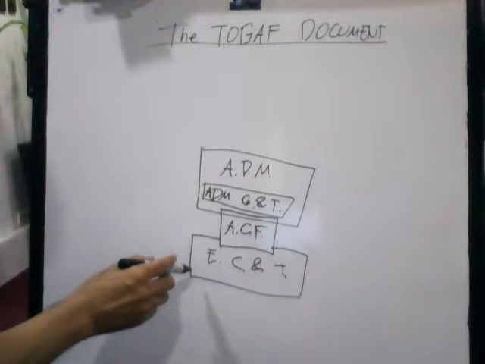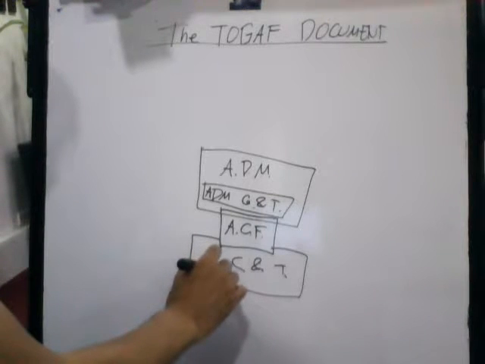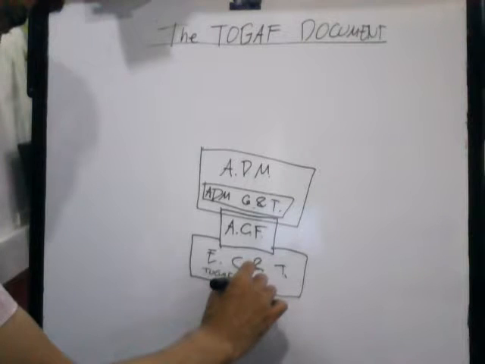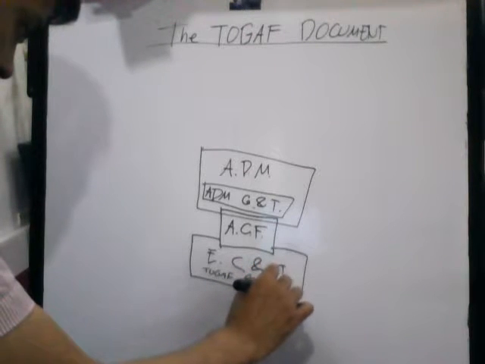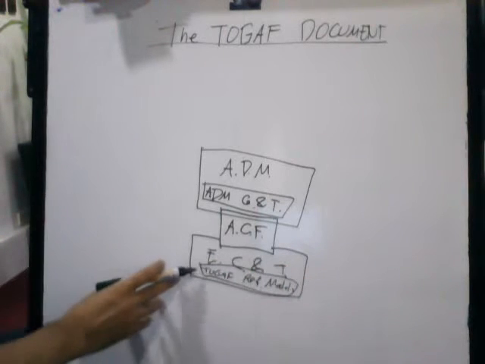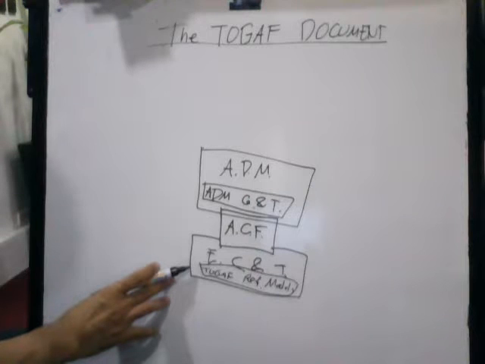Within that, we have the TOGAF reference models. The TOGAF reference models provides a selection of architectural reference models, which includes the TOGAF Foundation Architecture and the Integrated Information Infrastructure Reference Model.